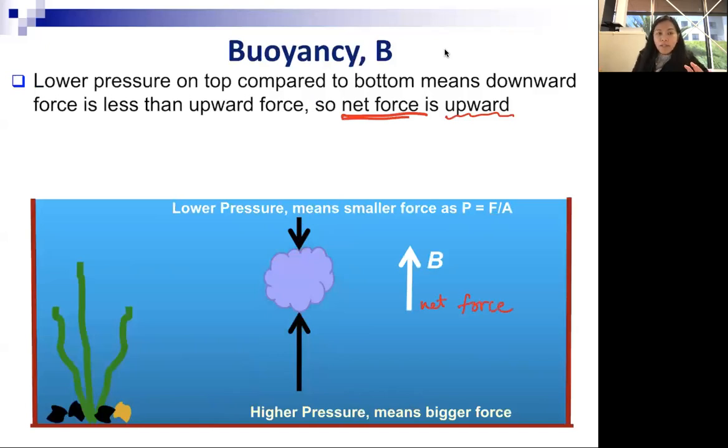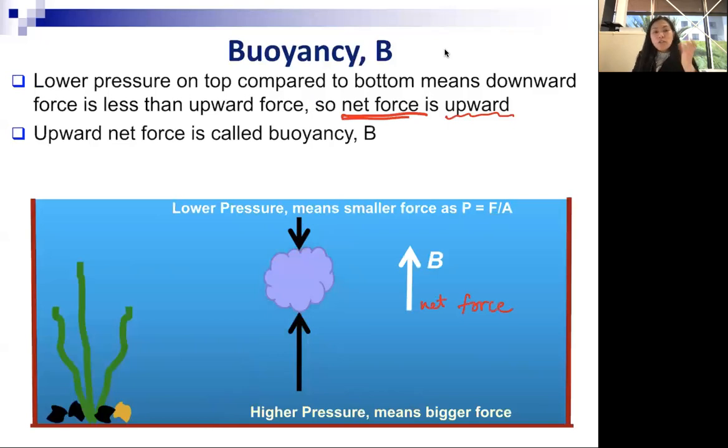And this upward net force supports the object. It provides the support to the object. This upward net force is what we call the buoyancy force. So the buoyancy force is that kind of support force provided by the liquid surrounding the object, and it causes the object to be suspended in the liquid.